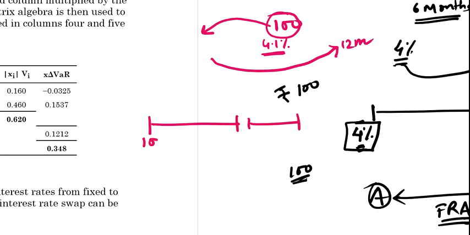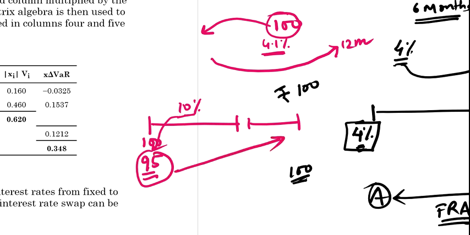You borrowed 100 for 6 months at the rate of 10%. So what is the amount you will be investing? 95. You will be investing 95, because that 10% is for 6 months. Okay, 10%, but you have to calculate for 6 months. So for 6 months it will be 95, and this 95 you are investing for 12 months. Clear?